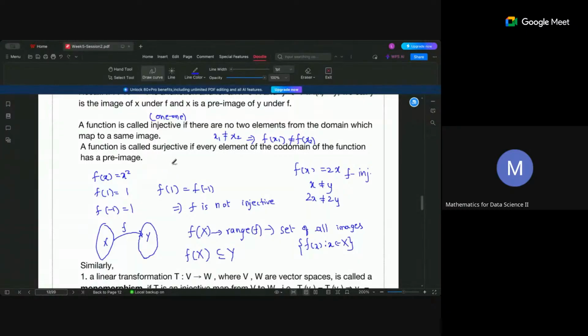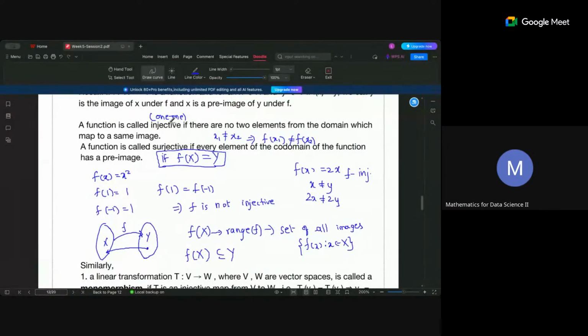Now surjective means that your range is your entire codomain, then you call the function surjective. Another way to say it is that for every element here, you will be able to find a preimage. For every element of the codomain, you will be able to find a preimage. Okay. So these are the definitions you have already seen in Math 1.